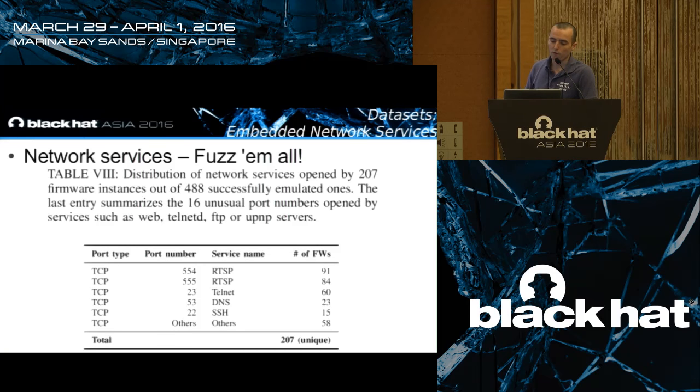We also, from those almost 500 successfully chrooted and emulated firmwares, tried to see what other services they start. There were 207 instances, and you can see the distribution. Many of them, like 91 and 84, started ports 554 and 555. This is because many of the firmwares in our dataset are basically CCTV cameras or DVR players, and all of these systems usually open these ports to stream the video feed over the RTSP protocol, right?